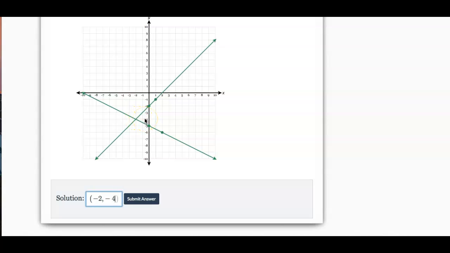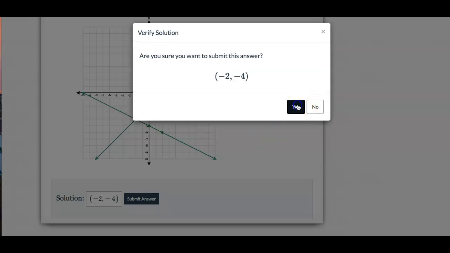If I was plotting the point negative 2, negative 4, I would start at the origin and go negative 2 on the x-axis, negative 4 on the y-axis. So negative 2, negative 4. Then you're going to submit your answer, and then you're going to say yes.